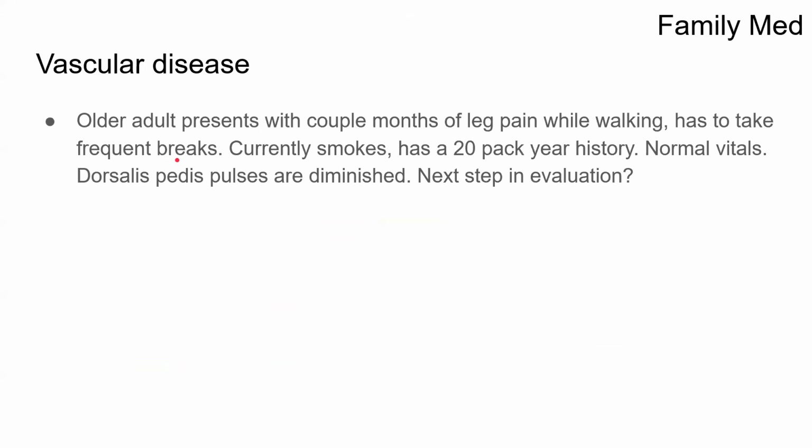Okay, so another high yield topic in family medicine is vascular disease. So we'll just get started with the vignette. I think this is the last topic that I'm going over in this episode, and then we'll be done. So there's an older adult who presents with a couple months of leg pain while walking, and he says he has to take frequent breaks. He currently smokes, has a 20-pack year history, has normal vitals, and on physical exam, the dorsalis pedis pulses are diminished bilaterally. What is the next best step in evaluation of this patient?